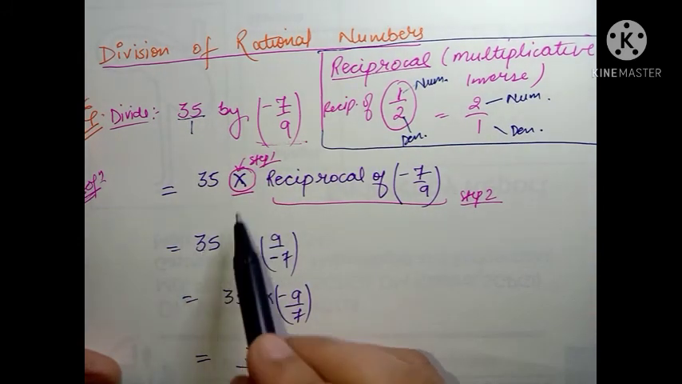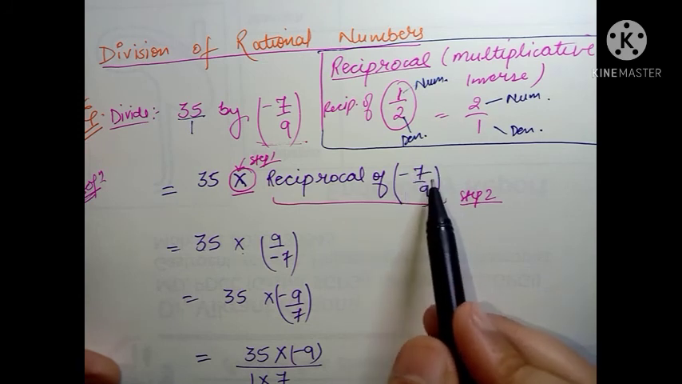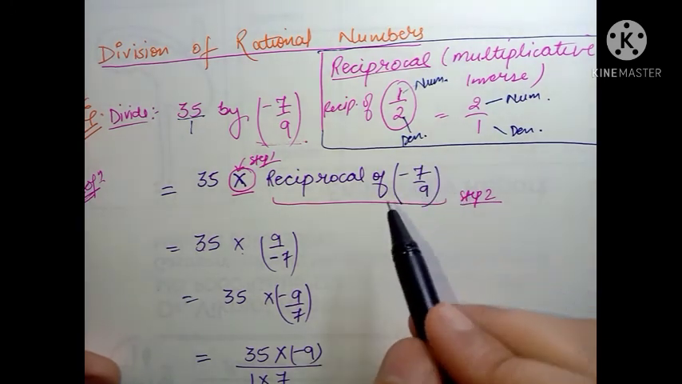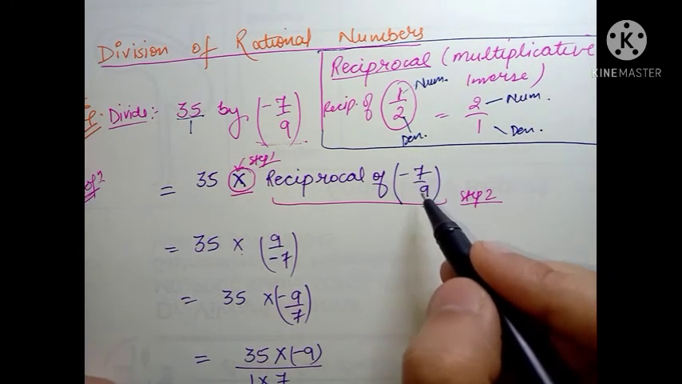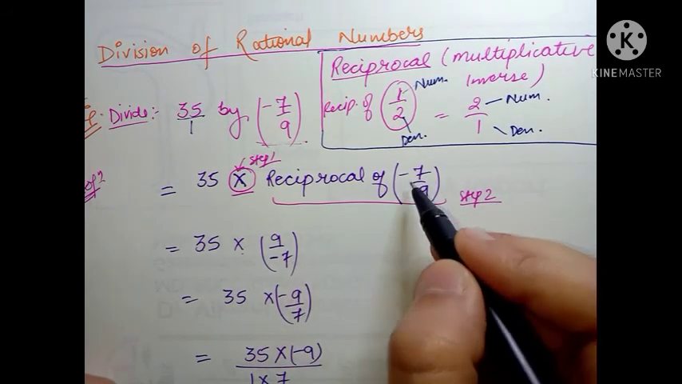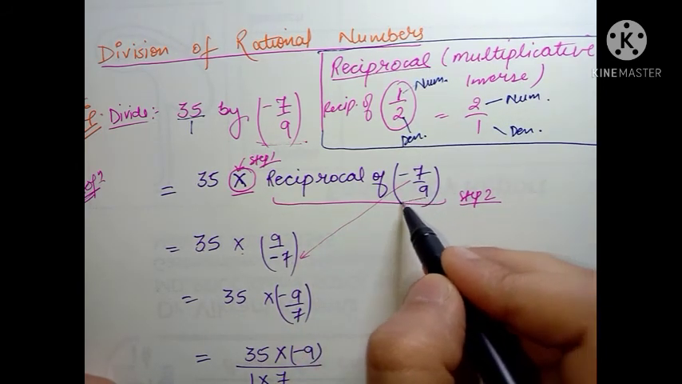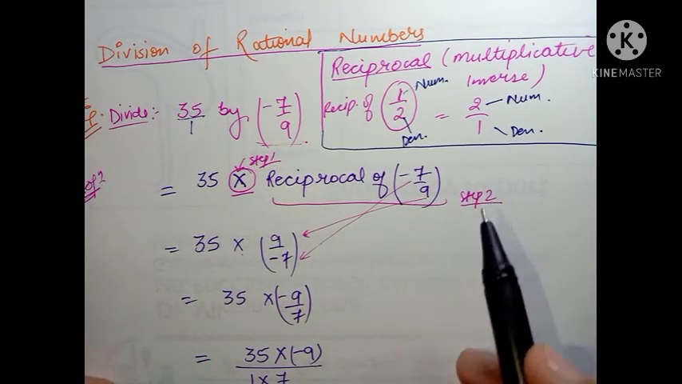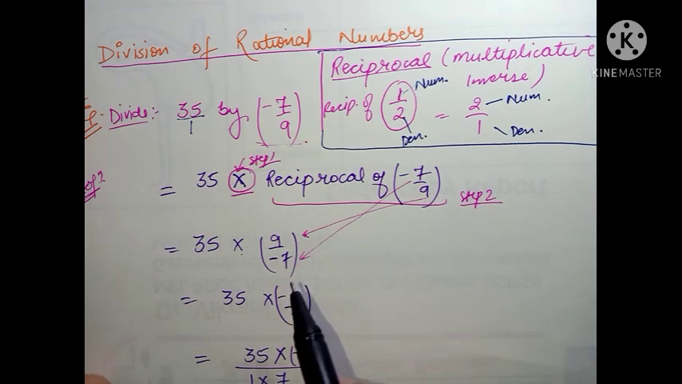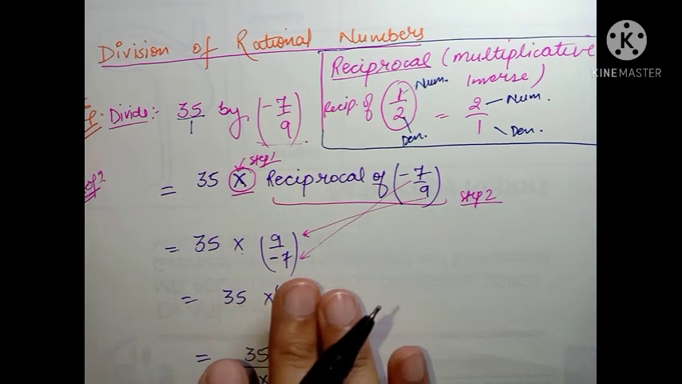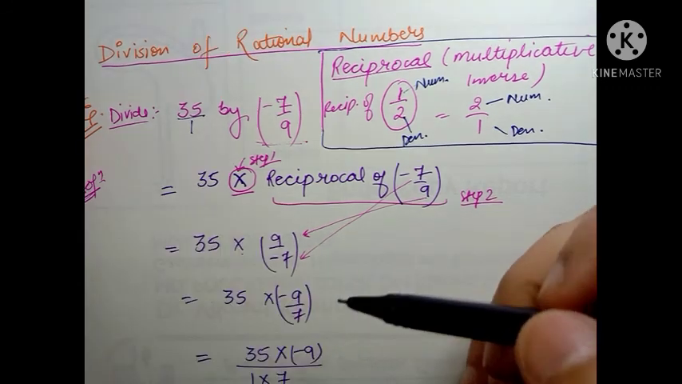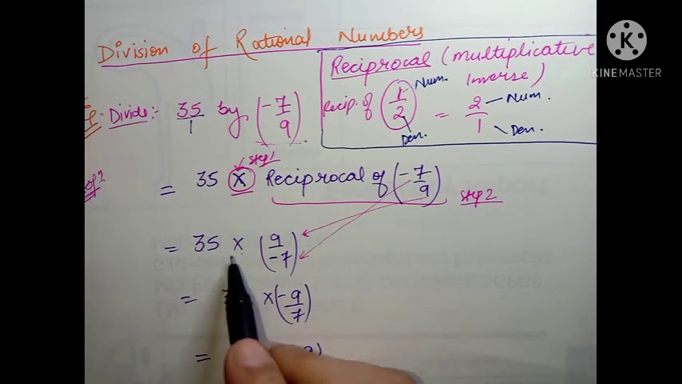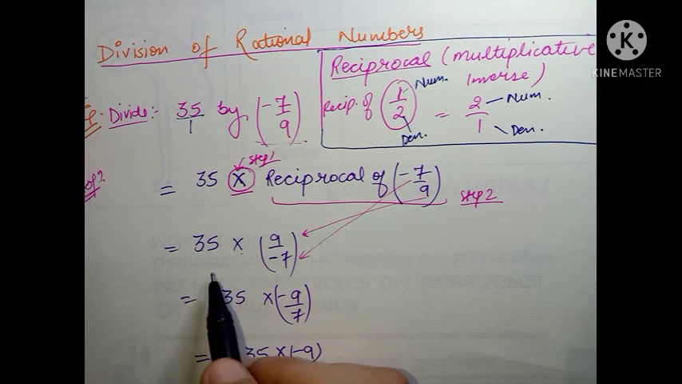So 35 multiplied by the reciprocal of minus 7 upon 9, which is written as 9 upon minus 7. If you notice, I haven't done anything here. I have just written its numerator in the denominator and its denominator in the numerator. That's it. We have just exchanged the numerator with the denominator, and that's how we get our reciprocal. Now all that remains to do here is to multiply these two numbers, which we have already studied right above. How do we multiply two rational numbers? We simply multiply their numerators and denominators.